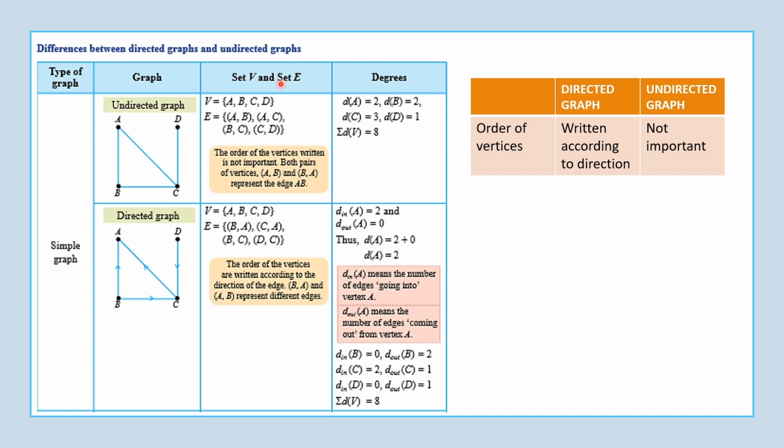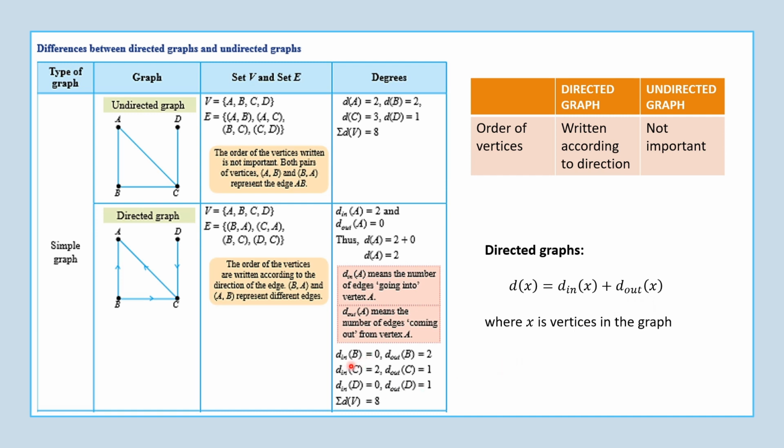Then we look at the next table, which is the degrees. As we can see here, the sum of degrees for undirected graph and the sum of degrees for directed graph is actually the same. But the difference is that we have something new written here, D in and D out. So what are D in and D out? For directed graphs, to calculate the degrees, we have to look at the degrees going in and the degrees going out from the point.